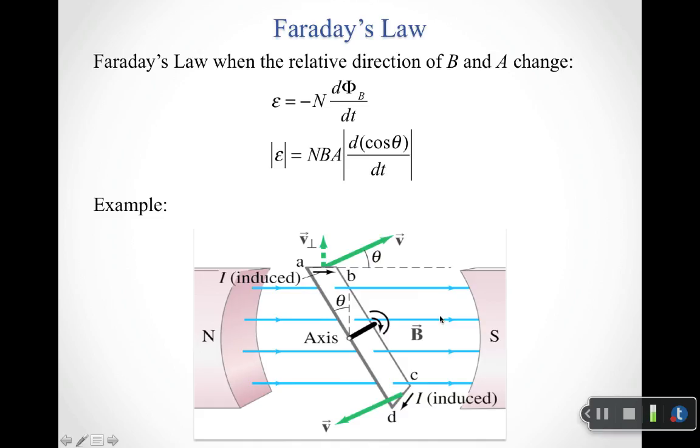Last option is I might do something like this. Here again I've got a simple rectangular loop. I've got a constant magnetic field, but I'm spinning it. So in that case what I'm changing is not the area of my loop, it's not the strength of the magnetic field. In fact, it's the relative orientation between the loop and the field. So this would be a situation where this cosine term is what remains within the derivative, and so I'd have to deal with that.